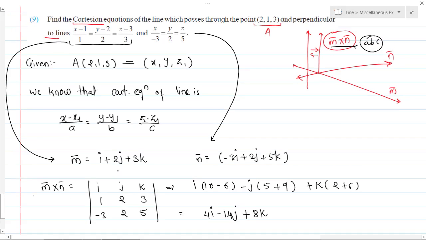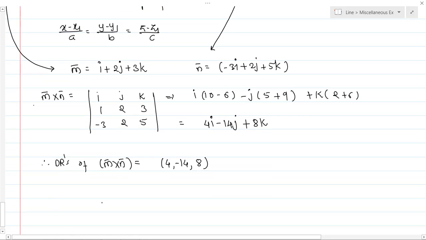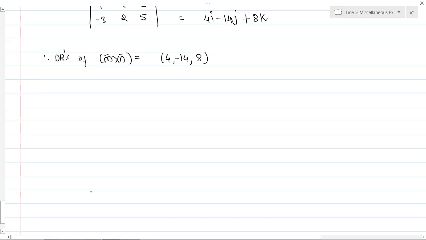Perfect. We have the point A, which is 2, 1, 3. So the equation becomes (x minus 2) upon 4, (y minus 1) upon minus 14, and (z minus 3) upon 8. That's it. This is my answer to the question, the equation of the line.